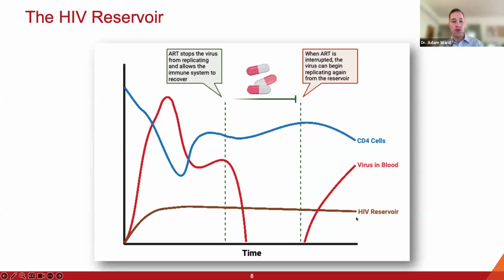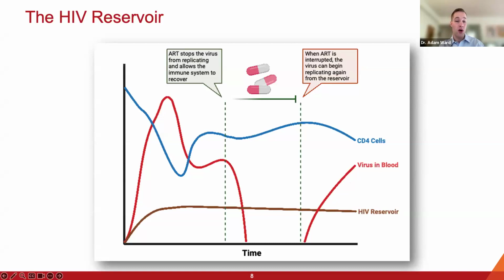So I've shown the HIV reservoir here in this brown line, and it is established very early in the course of HIV infection, and it also persists throughout therapy. And so when antiretroviral therapy is interrupted, the virus can begin replicating again from these reservoir-harboring cells and can rebound in blood, which I've shown here in this red line, to detectable levels, usually within weeks in most people living with HIV.